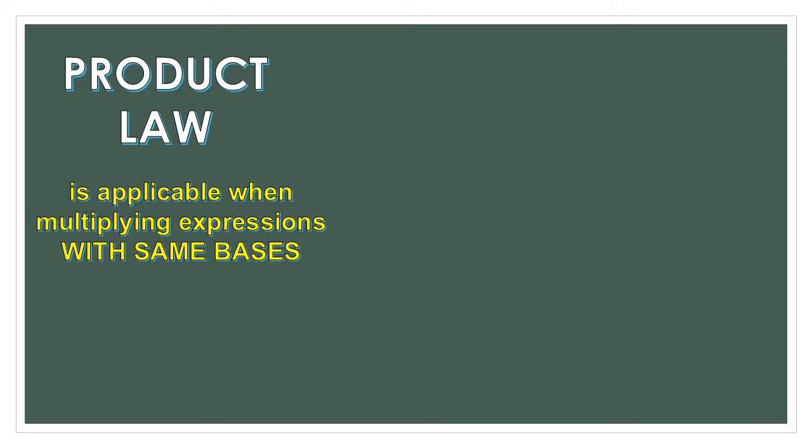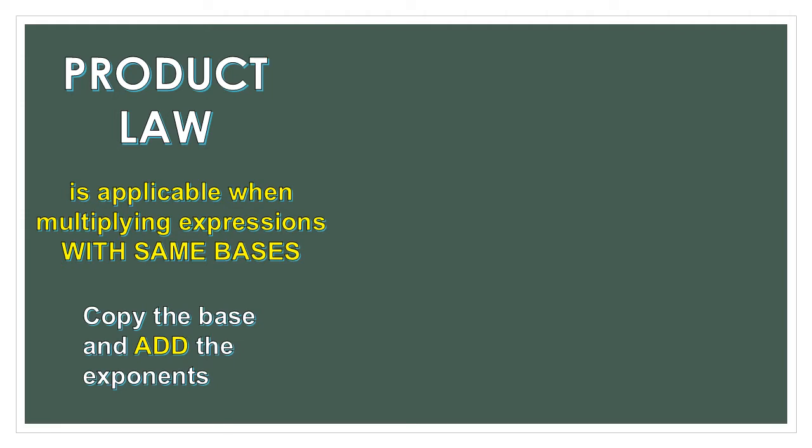Okay, the product law is applicable when multiplying expressions with the same bases. So this is the rule: you're going to copy the base and add the exponents. Here is our example. We have a to the fourth power times a to the fifth power. So all we have to do is copy the base and add the exponents. So we have a raised to the fourth power plus 5, which is equal to a raised to the ninth power. So that is our answer.